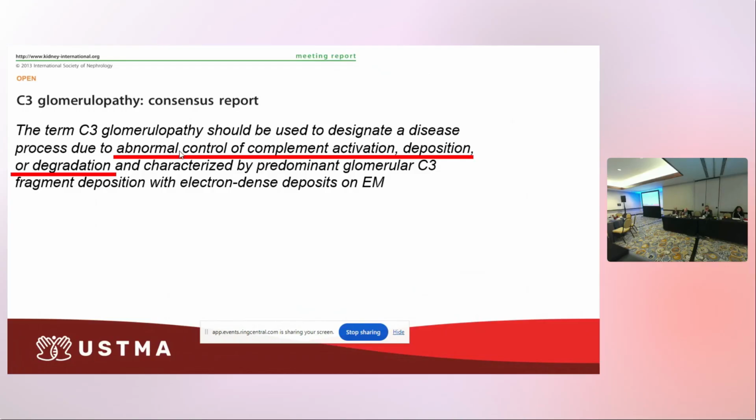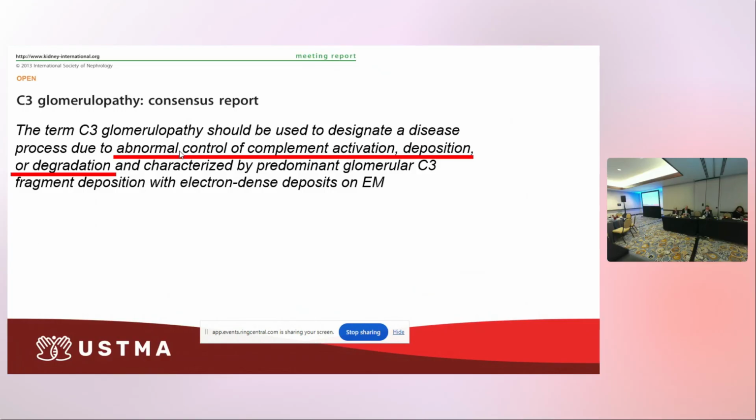So the first time C3 glomerulopathy was given that name was in 2013, in which the consensus report said that C3 glomerulopathy should be used to designate a disease process due to abnormal control of complement activation, deposition, or degradation. And it's characterized by predominant glomerular C3 fragment deposition with electron-dense deposits on EM.